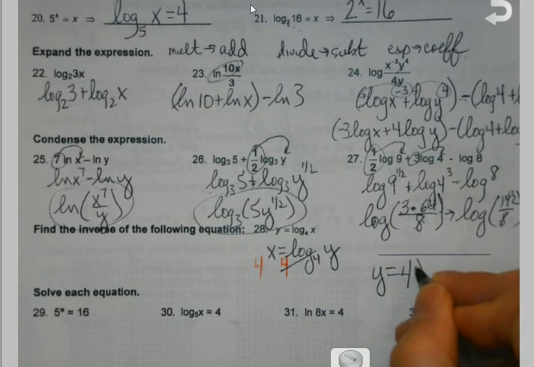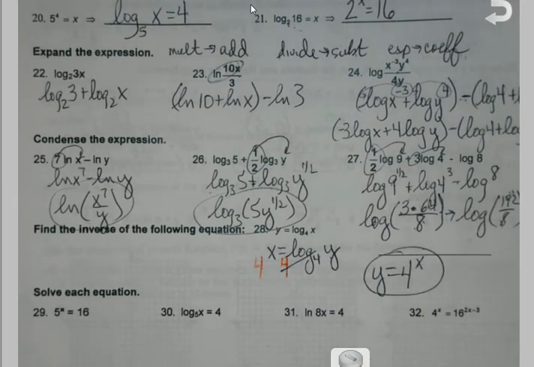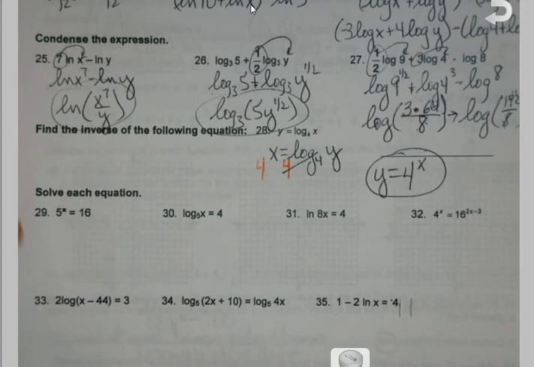But this is 4 to the x power. If you write 4x, it's not right. There's a big difference between timesing by x and taking it to the x power. So be careful on something like that. Details, details, details. Okay. Solve equations.